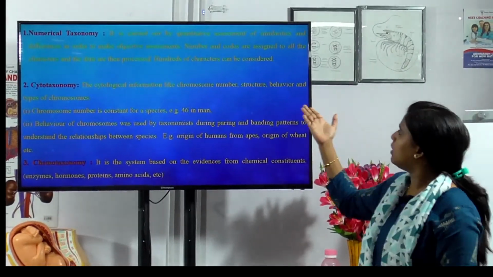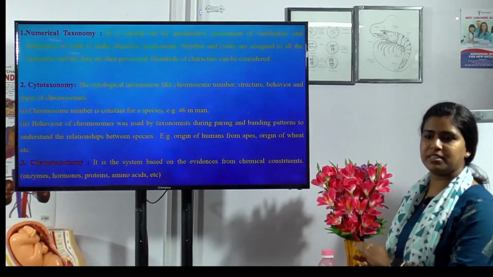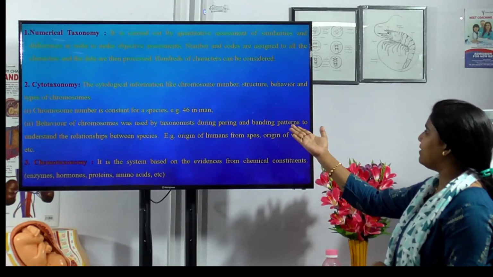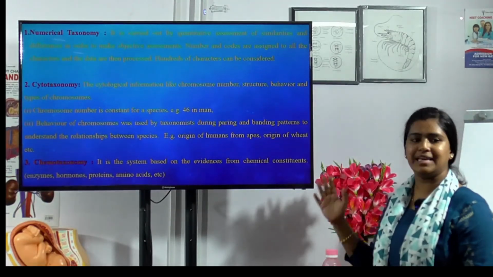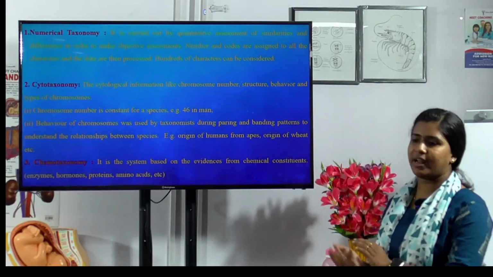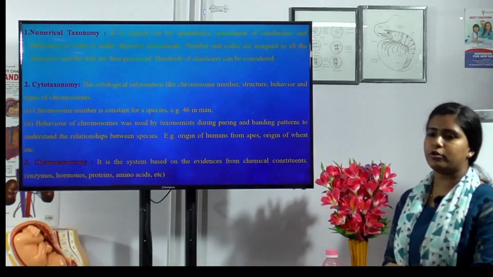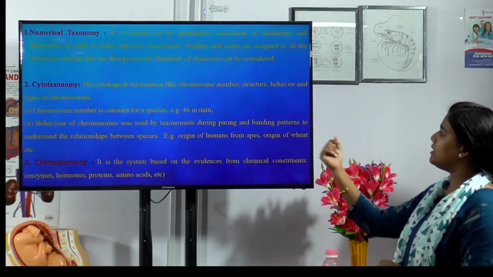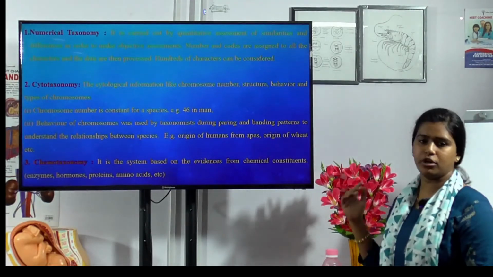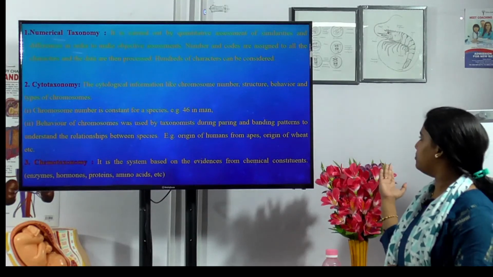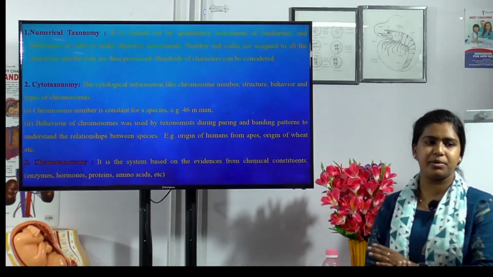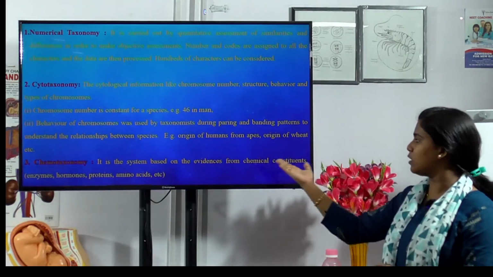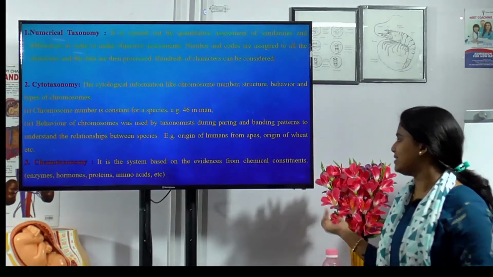Numerical taxonomy is a quantitative assessment carried out based on numbers. Cytotaxonomy is based upon chromosomes, the cytological information like chromosome number, structure, behavior and type. In humans, how many chromosomes are there? 23 pairs, that is 46 in man. The behavior of chromosomes during pairing and banding patterns was used by taxonomists to understand the relationship between species. Another is chemotaxonomy, based on chemical constituents which include enzymes, hormones, proteins, amino acids, etc.